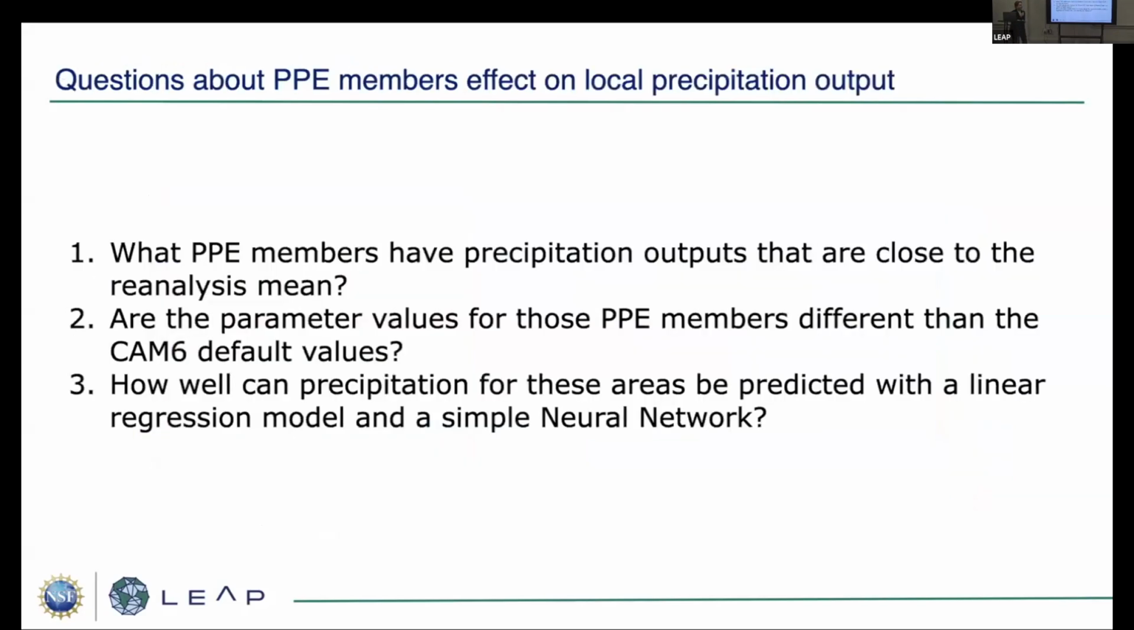In order to learn more about the precipitation output, I tried to look into these 3 questions. What PPE members have precipitation outputs that are close to the reanalysis mean? Are the parameter values for those PPE members different than the CAM6 default values? And how well can precipitation for these areas be predicted with a linear regression model and a simple neural network?